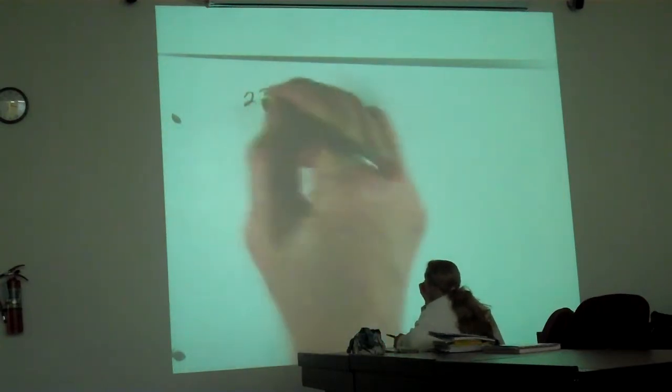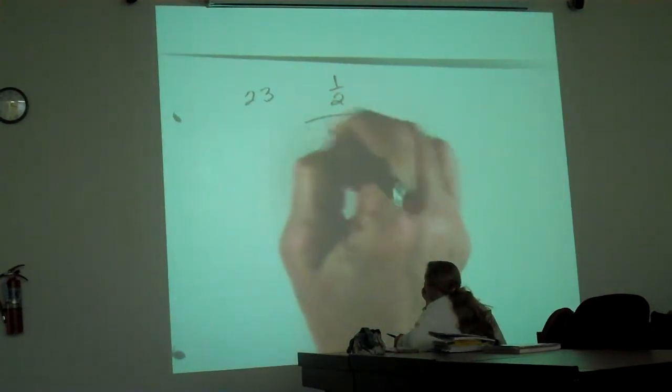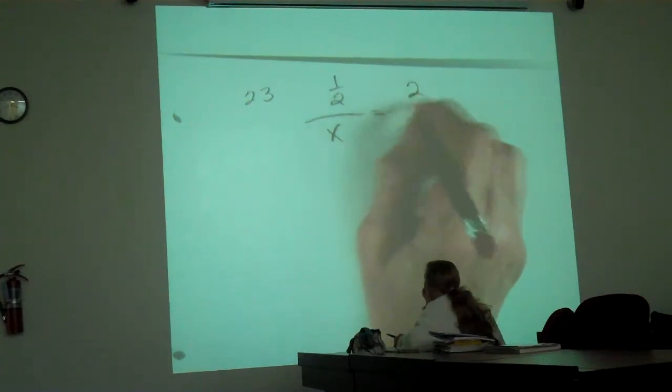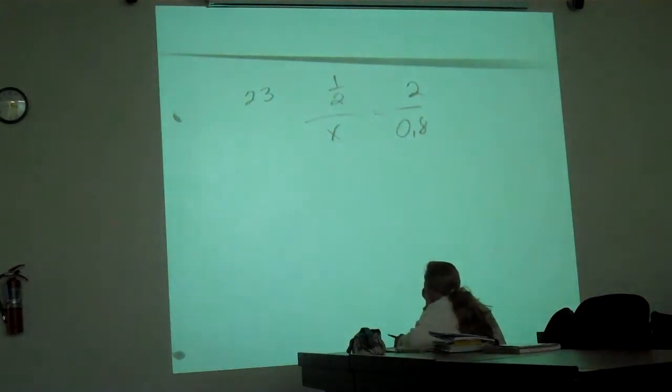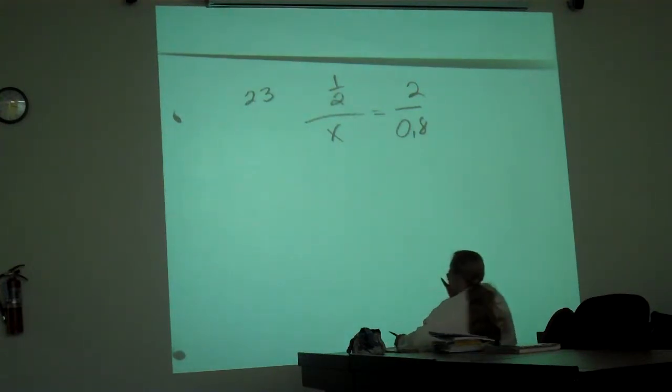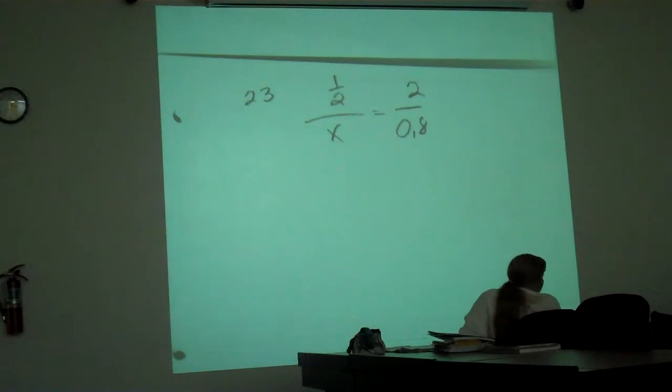Okay, what about if we have fractions and decimals mixed? Gotta make them the same. Yeah, let's make them the same. Number 23 has 1/2 over x equals 2 over 0.8. You gotta turn a half into a decimal, right? Either turn 1/2 into 0.5 or turn 0.8 into a fraction, 8 over 10. So let's do it both ways, okay?